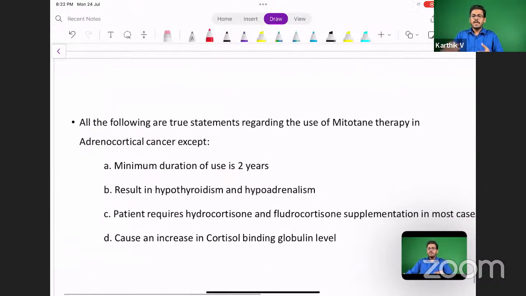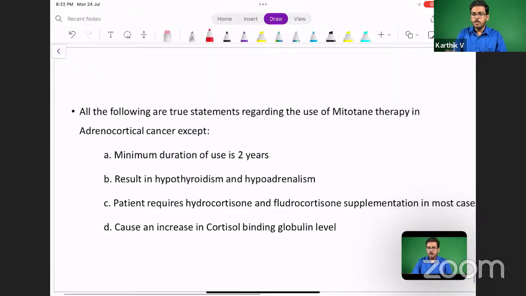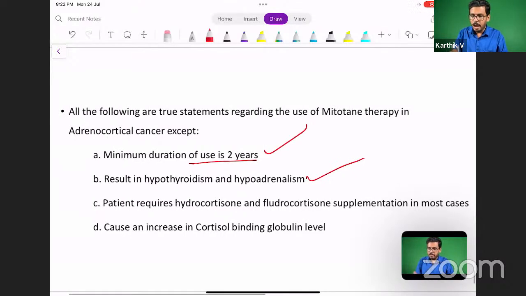Now, all of the following are true statements regarding the use of mitotane therapy in adrenocortical cancer, except. Again, this is a direct pick from Harrison. The minimum duration of use is 2 years, correct statement. Results in hypothyroidism and hypoadrenalism, again that's a correct statement. Other important side effects are CNS side effects like sedation, ataxia, peripheral neuropathy, etc. The patient requires hydrocortisone and fludrocortisone in most cases.